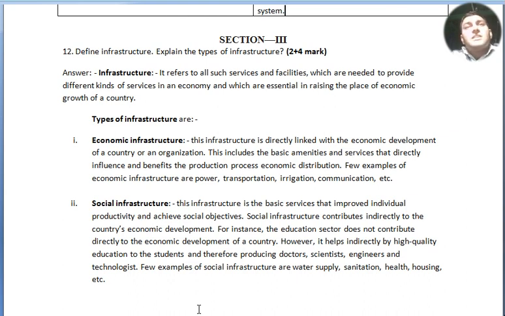Social infrastructure. This infrastructure is the basic service that improves individual productivity and achieves social objectives. Social infrastructure contributes indirectly to the country's economic development. For instance, the education sector does not contribute directly to the economic development of a country. However, it helps indirectly by providing high quality education to students and therefore producing doctors, scientists, engineers and technologists. A few examples of social infrastructure are water supply, sanitation, health, housing, etc.